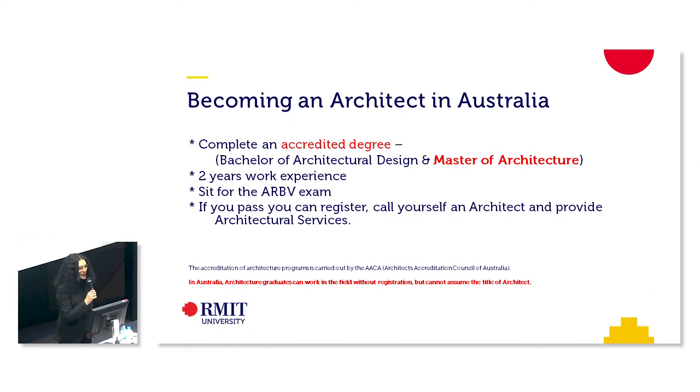So before we begin, just a little bit of information about becoming an architect in Australia. In order to become an architect, you need to have completed an accredited degree. So the accredited degree is the Master of Architecture. And in order to do the Master of Architecture, you have to do the Bachelor of Architectural Design. So you need a bachelor's degree, which is a 3-year degree generally, and a master's degree.